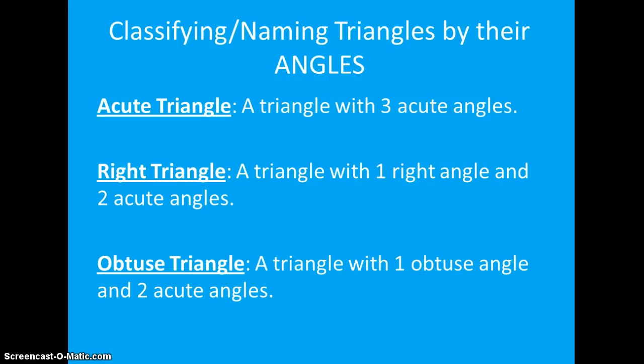An obtuse triangle is a triangle with 1 obtuse angle and 2 acute angles. So if one of the angles is obtuse, that makes it an obtuse triangle, and the rest of them will be acute.